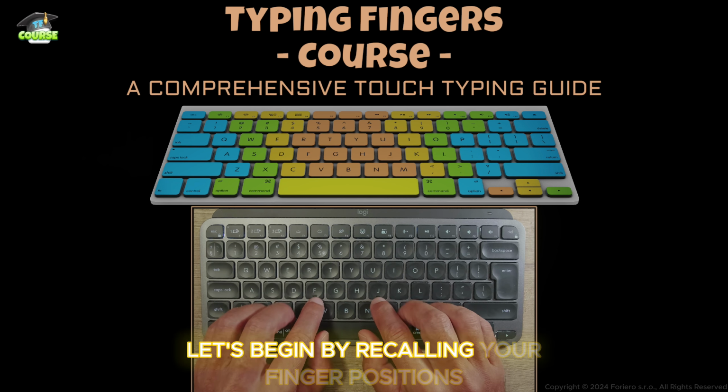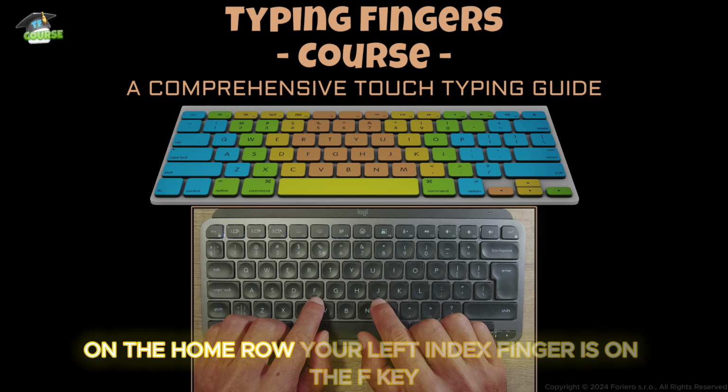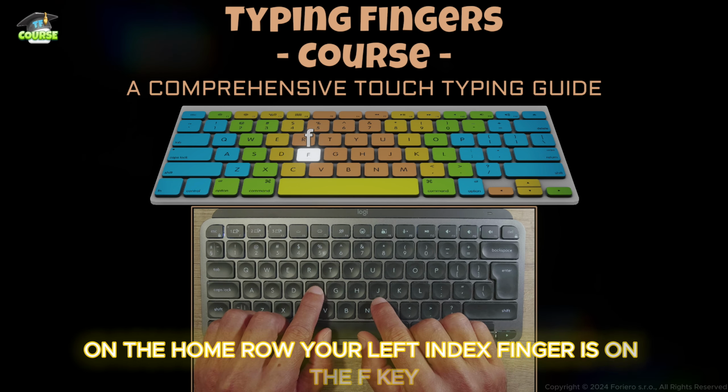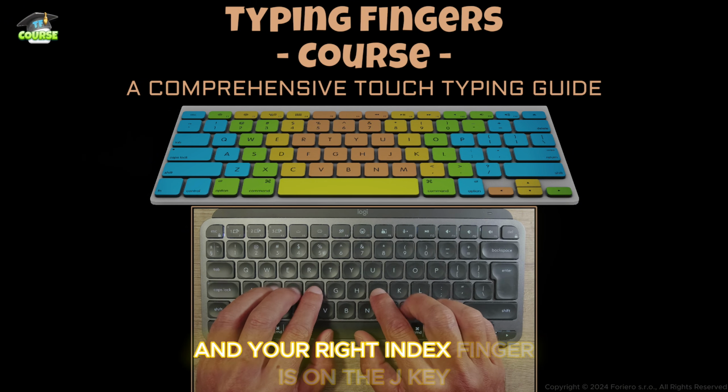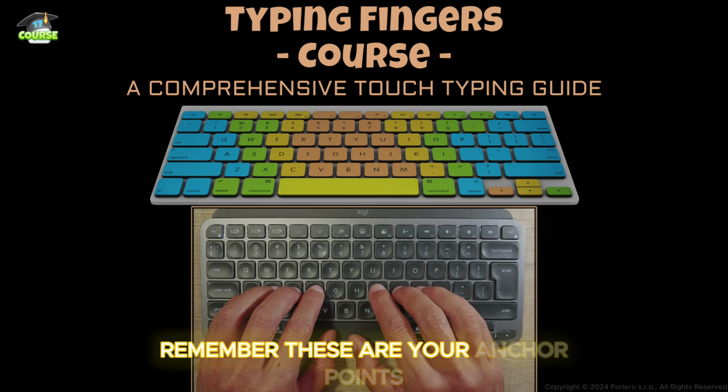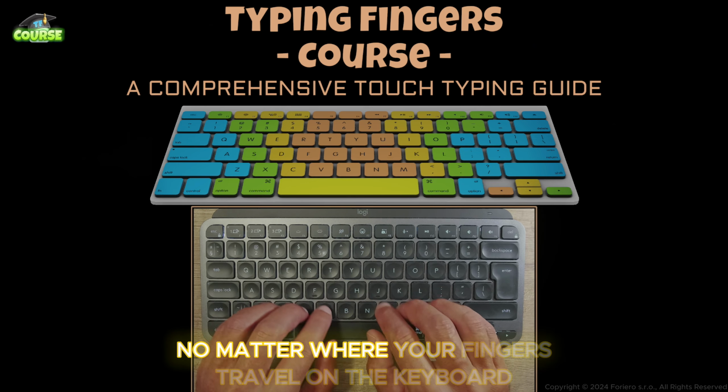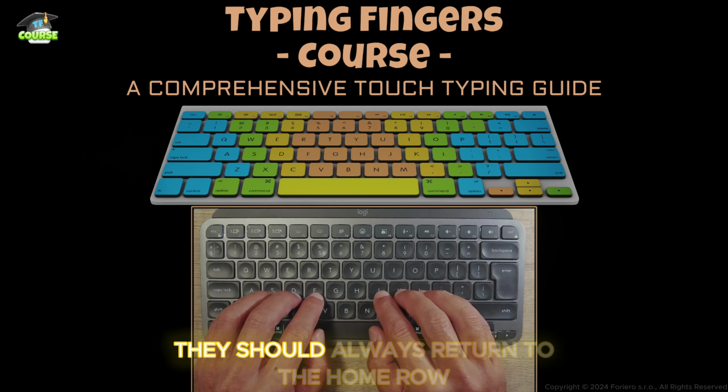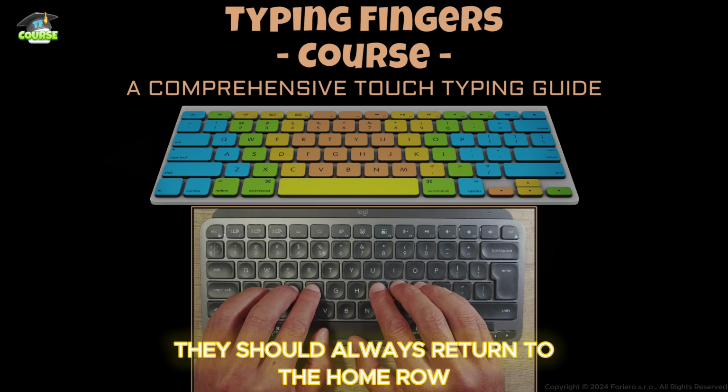Let's begin by recalling your finger positions on the home row. Your left index finger is on the F key, and your right index finger is on the J key. Remember, these are your anchor points. No matter where your fingers travel on the keyboard, they should always return to the home row.